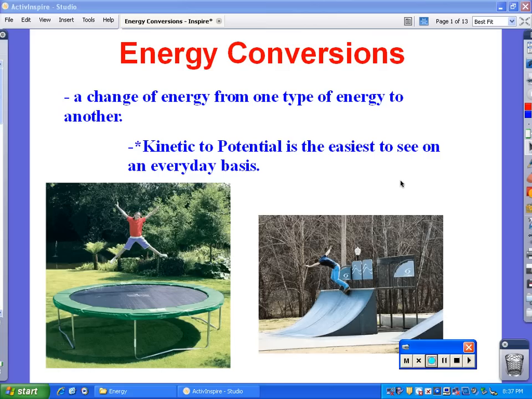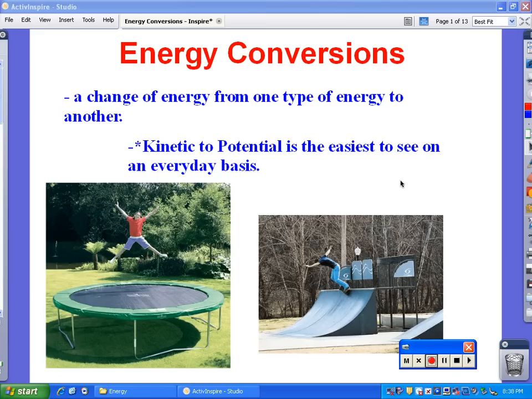I'm going to briefly highlight the notes for the energy conversions, which is the second part of the energy unit. We talked about the various types of energy last time, and I'm just going to talk about how these things convert or change from one type to another. So that's exactly what a conversion is. It's a change of one type of energy to another.